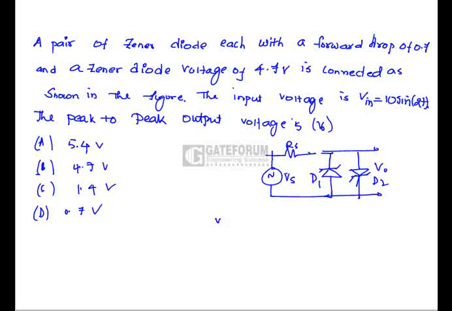Hence the output voltage on the positive peak side is plus 0.7, and in the negative half cycle of Vs, D1 is going to conduct whose forward drop is 0.7, hence D2 is not going to be in the breakdown region. Hence the negative peak side is going to be minus 0.7, hence the peak to peak voltage is going to be 1.4 volts, hence option C is correct.